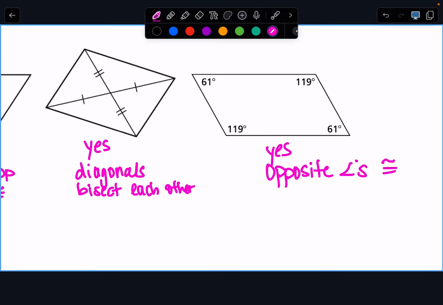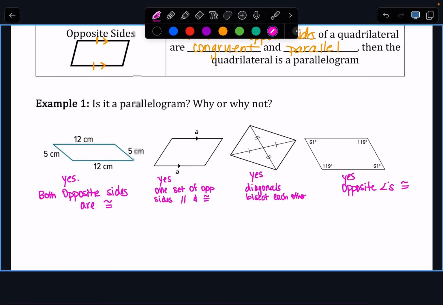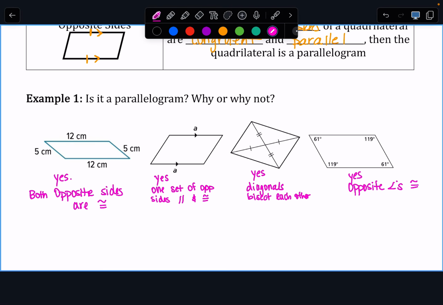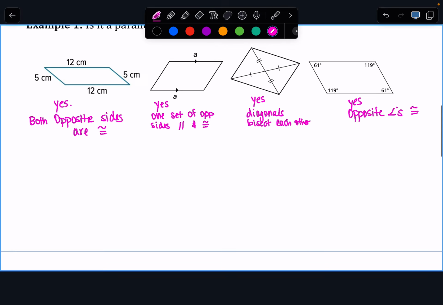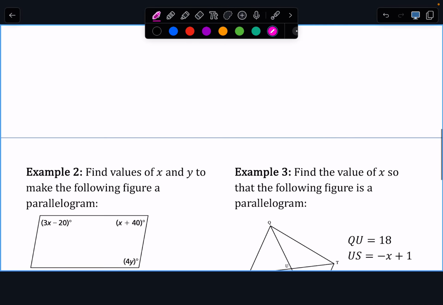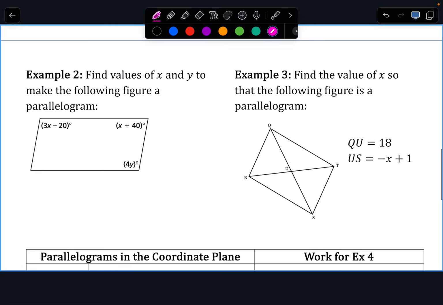All right, so I need you to be able to look at a quadrilateral and tell me, is it a parallelogram, yes or no? Why or why not using these four properties? Now, I also need you to force quadrilaterals to be parallelograms. So go to the next page.